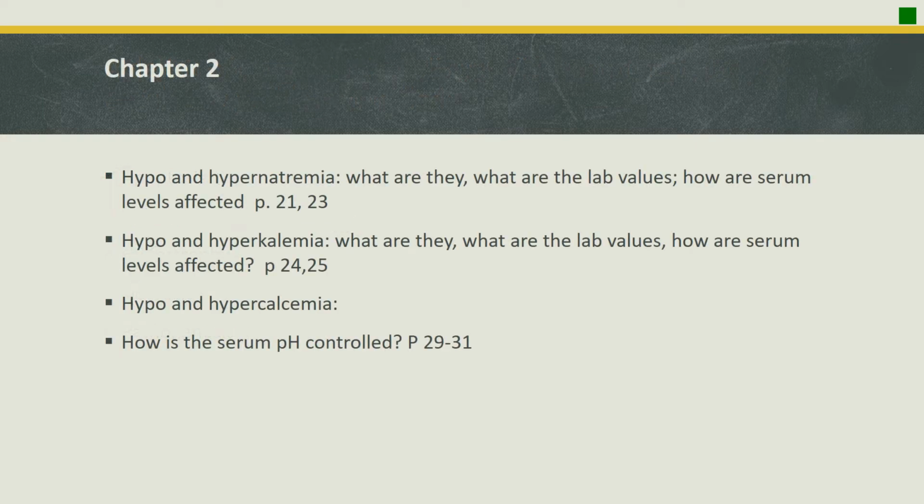Okay, so if you'll notice, I also organized these questions in this blueprint according to chapter. Again, I'm trying to make it easy on you. And again, sometimes the page numbers are here, sometimes they're not. So hypo or hypernatremia. First, you got to know what is natremia. You just got to remember that that is salt, Na+. Sorry, I can't draw well with this pencil. Okay, so you have to know what is it. What are the lab values? What's the norms? And how are serum levels affected?